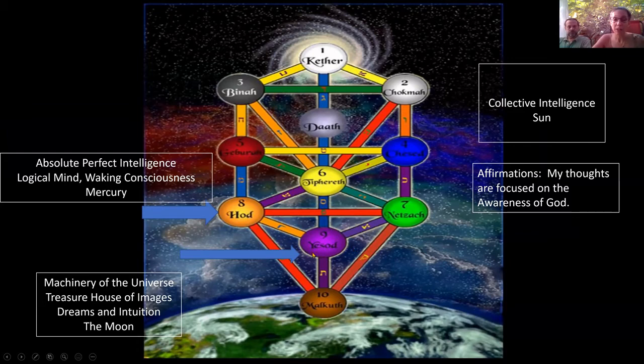Yesod is referred to as the machinery of the universe, the treasure house of images, and it's associated with dreams and intuition and the moon. And we've already done the working of this, and we're moving in a direction that we haven't done the working of, towards the 8th Sephirah of Hod, which is absolute, perfect intelligence. The logical mind, the waking consciousness, and Mercury, the planet Mercury. So we have the moon and the sun and then Mercury, and that's where we end.